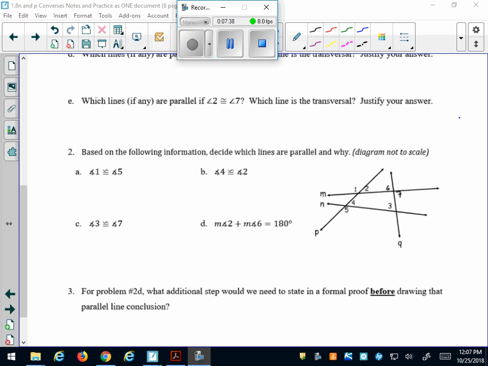All right, so if we keep looking down this page a little bit, look at number 2. Based on the following information, decide which lines are parallel and why. So if 1 is congruent to 5, which lines would be parallel?